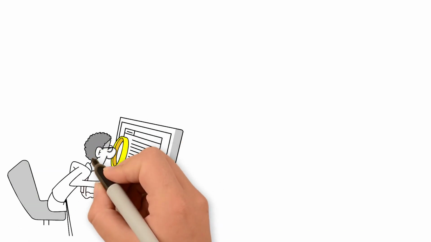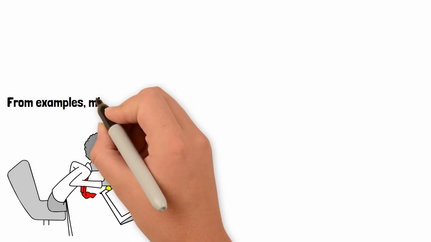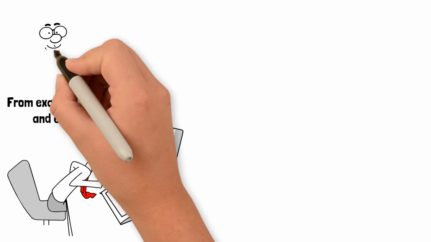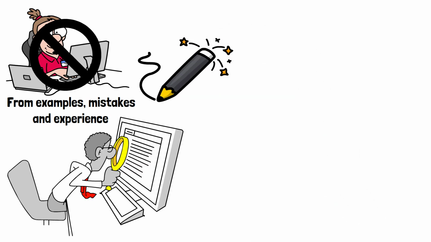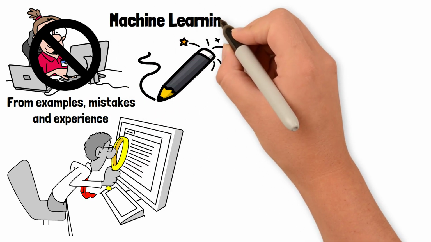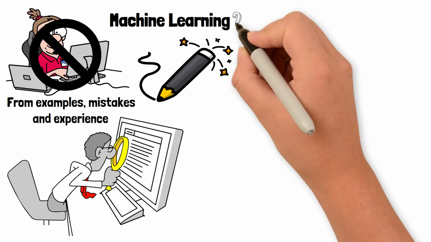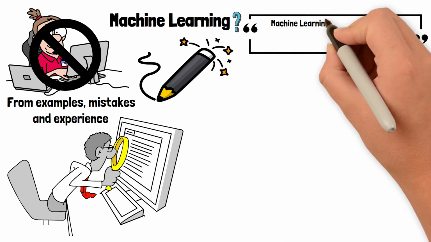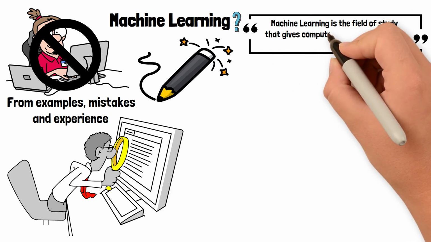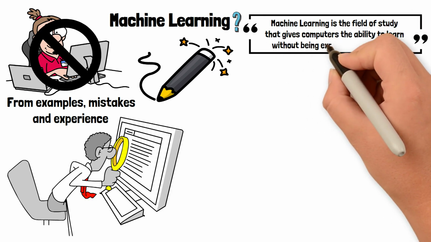Imagine if your computer could learn like you do, from examples, mistakes, and experience, without anyone having to tell it exactly what to do every time. Sounds like magic, right? Well, that magic is called machine learning. What is machine learning? Here's a famous definition. Machine learning is the field of study that gives computers the ability to learn without being explicitly programmed.